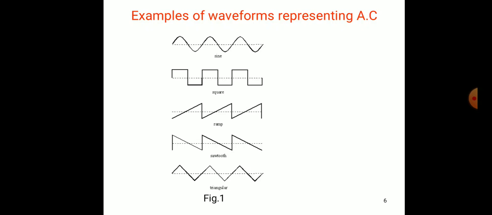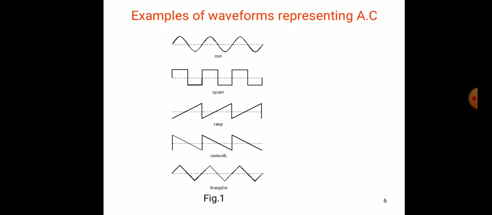Now, examples of waveforms representing alternating current. You can see different waveforms here. The first waveform is the sine wave. Generally, AC or alternating quantities are represented in the form of sinusoidal waves. The second one is a square wave. Here we have the magnitude change and phase change, but in the form of a square. The next one is the ramp. Here also we have positive and negative quantities, which is why it is called an alternating quantity.